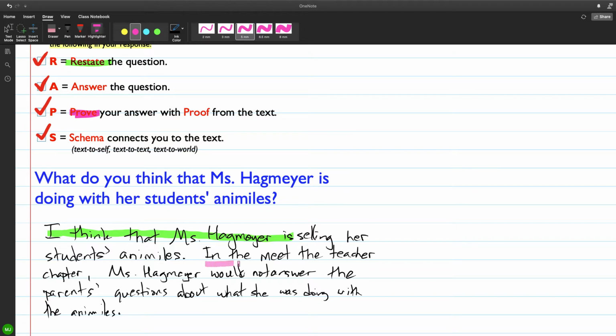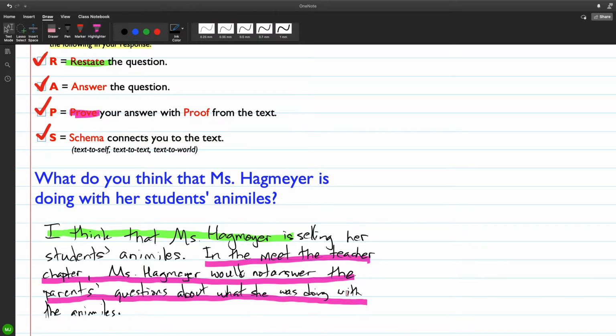In the Meet the Teacher, I'm just going to underline it because it's kind of a dark. Can I say that answer part? Can you say the answer part? Yeah. In just a moment. But does everyone see how this is the proof from the text? Because in particular, it's in the Meet the Teacher chapter. That's a reference to the text, right? Very good.